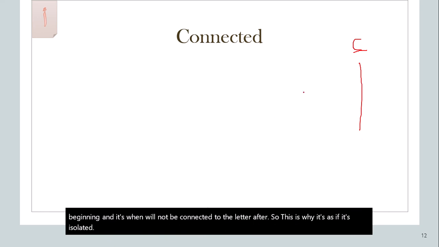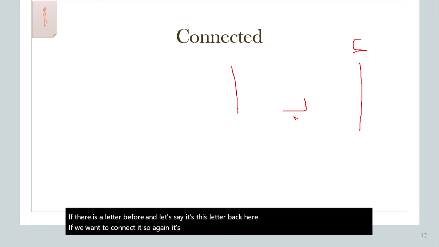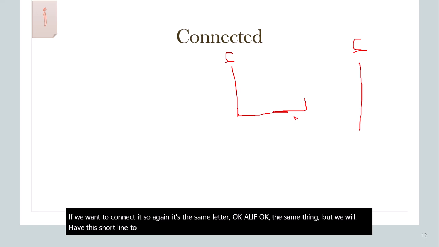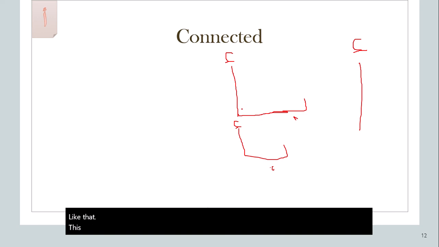If there is a letter before, let's say it's this letter ba here, and we want to connect it, again it's the same letter, Alif, but we will have this short line to connect them together. Here it's long, not short, but usually it's short. So it would be like that. This is how we will write it.